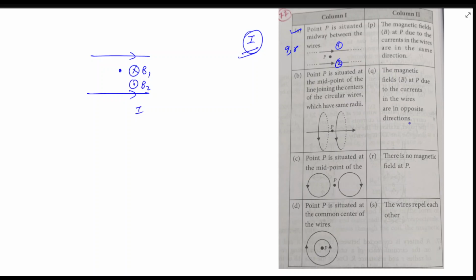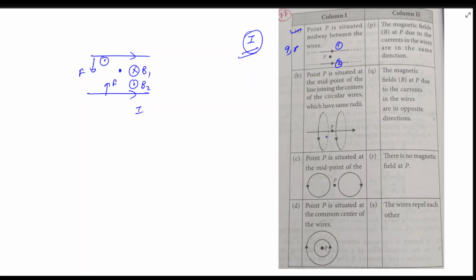Okay, let's check the B option. So for the B option, again, the magnetic field, okay, and the force. So force will be, if the magnetic field here will be this. So if current is in the same direction, they attract. Okay, so you can also find it with Fleming's right hand rule. So force on this wire will be in this direction, and on this it will be in this direction. So they will attract. So the S option is wrong.